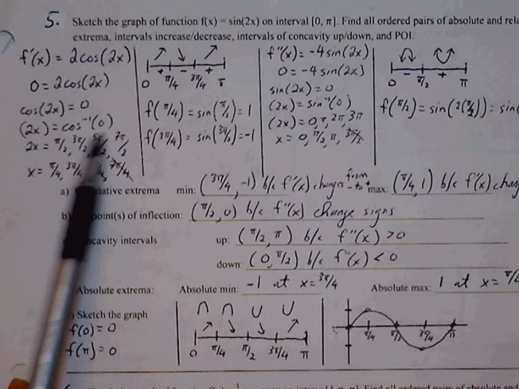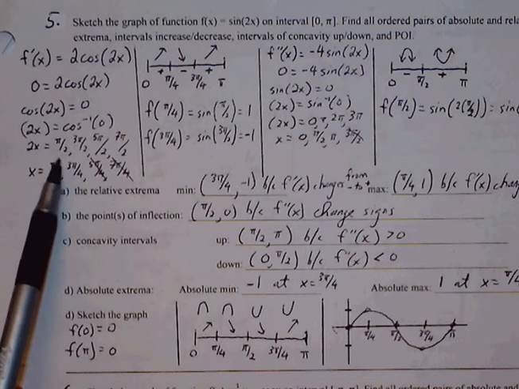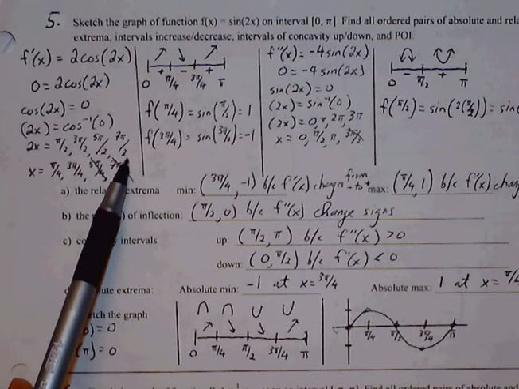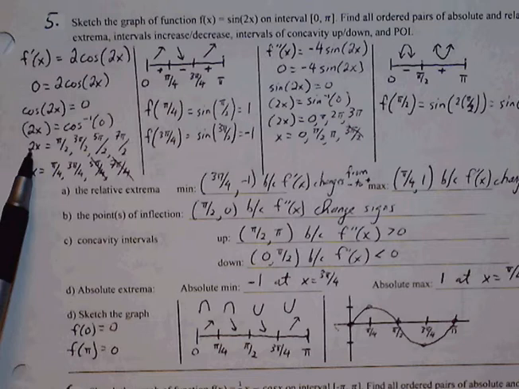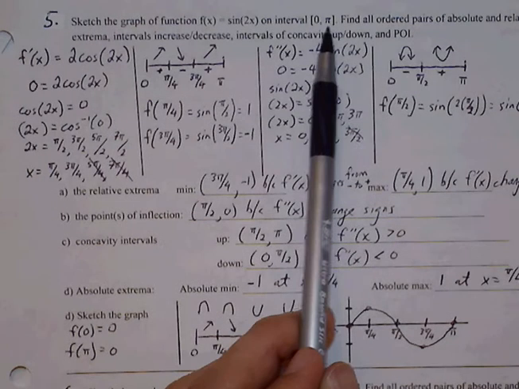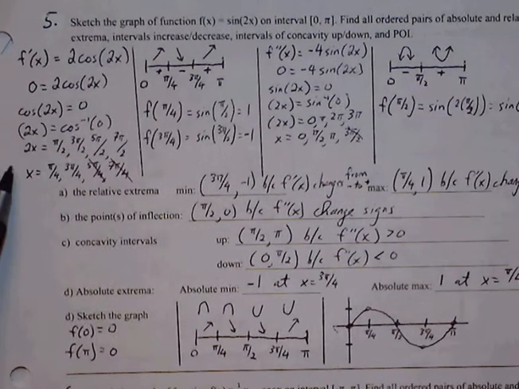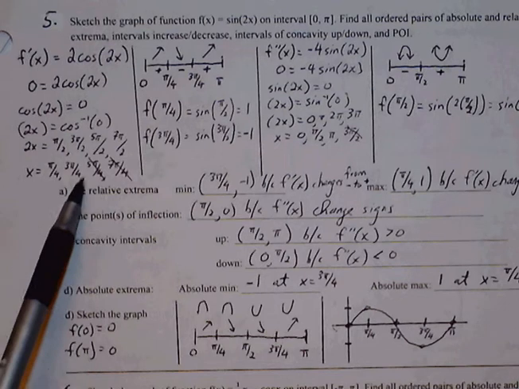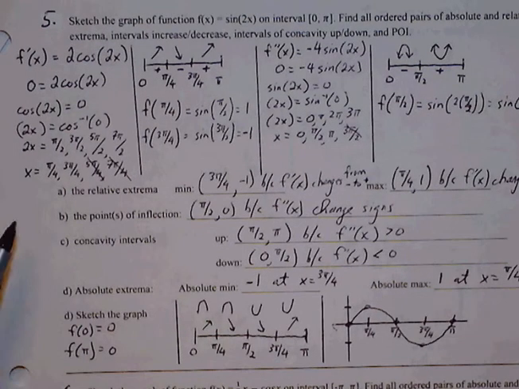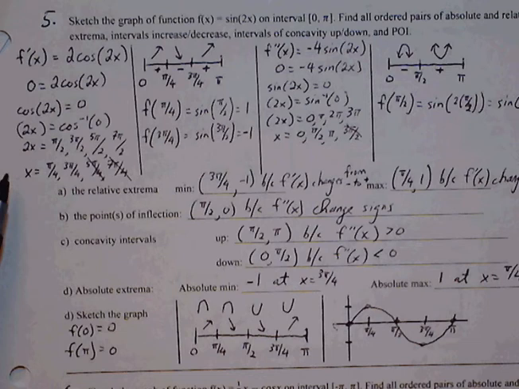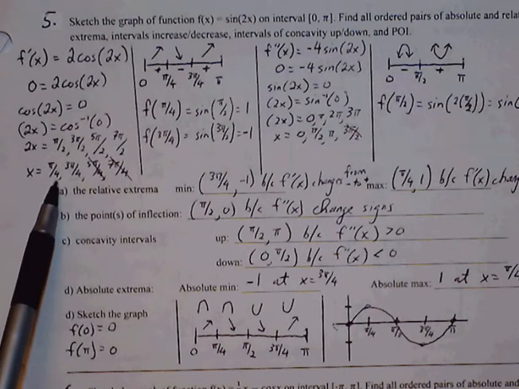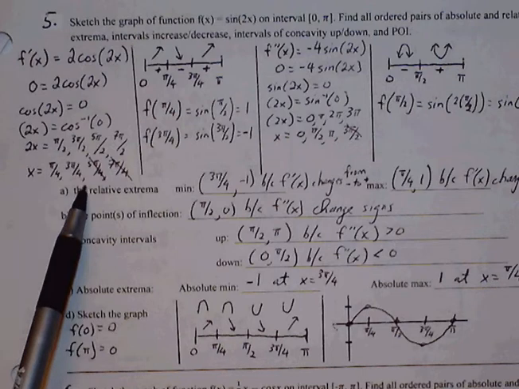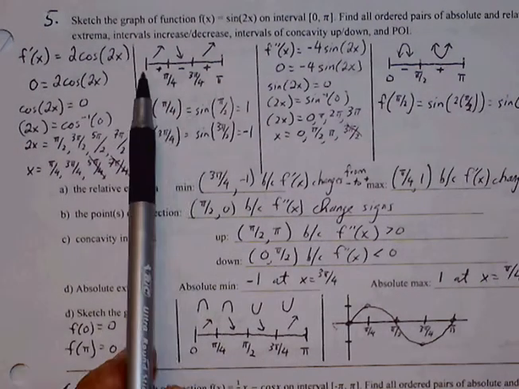So cosine will be 0 at pi over 2, 3 pi over 2, 5 pi over 2, 7 pi over 2. I'm listing out more than I need because I have to divide by 2 and see which falls within our interval from 0 to pi. So divide everything by 2, I get pi over 4, 3 pi over 4, 5 pi over 4, 7 pi over 4. And the only values that will work will be pi over 4 and 3 pi over 4. So we put that on the sign line.